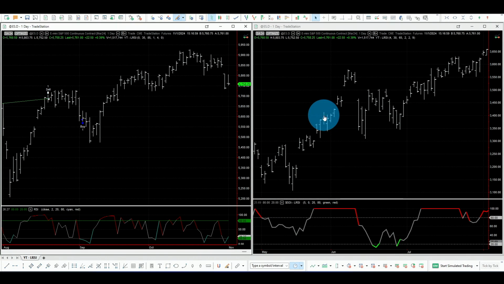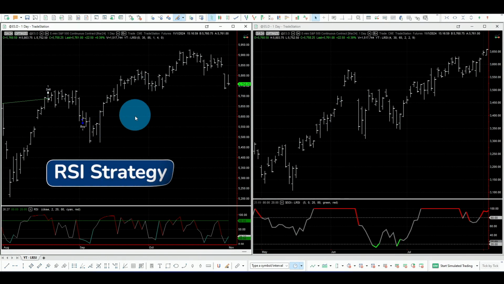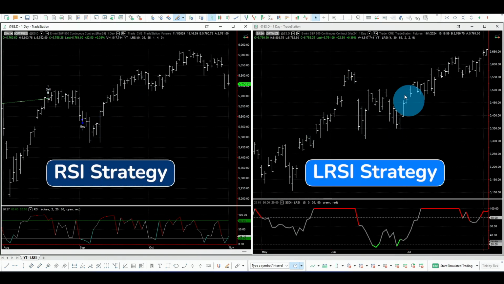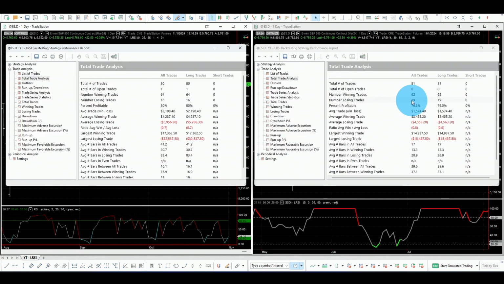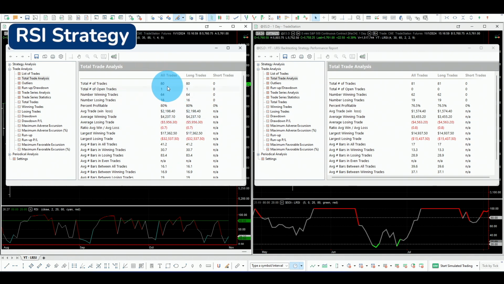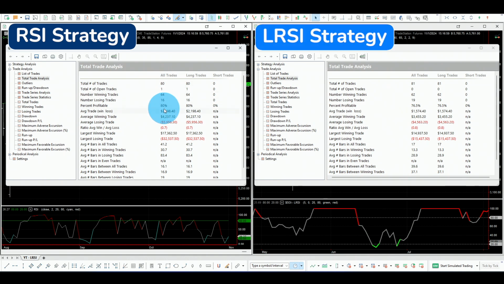So to compare it with the RSI, here is the RSI and here is the Laguerre RSI. And I picked a strategy here that produces about the same number of trades. So this is the Laguerre RSI and you see 81 trades. And here I picked RSI 5 with these levels, 35 and 85. And you can see this is around 80 trades. About the same win percent, 80 and 76.